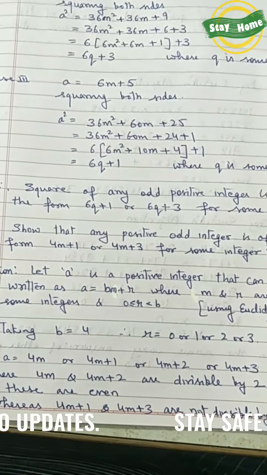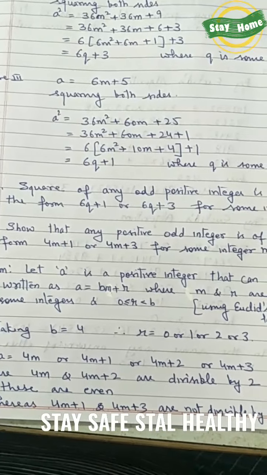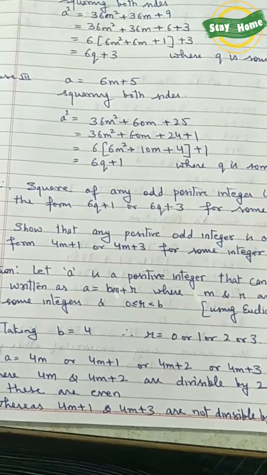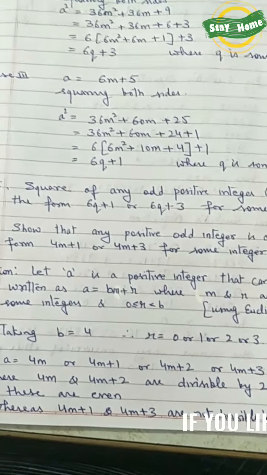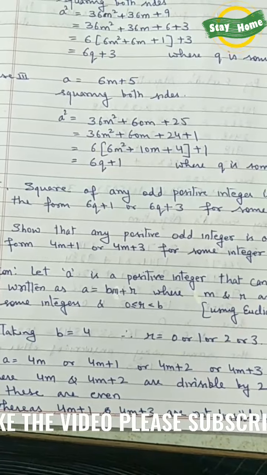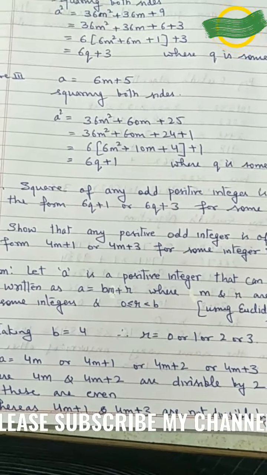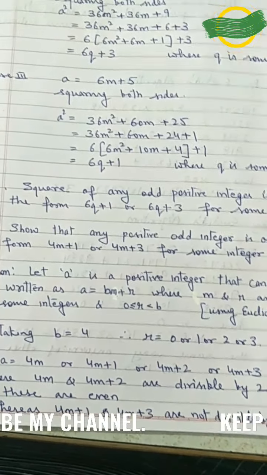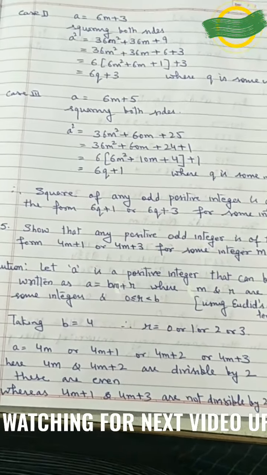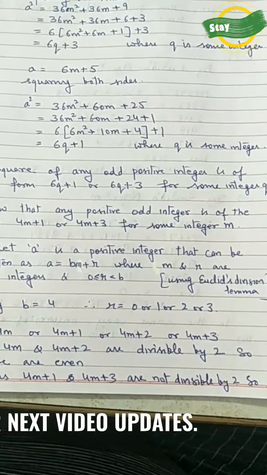And similarly, if we take remainder 2 or 3, it can be 4m plus 2 or 4m plus 3. Now, out of these 4 possibilities of writing a positive integer, see, 4m and 4m plus 2, you can take 2 common. It means these are divisible by 2. So, these are even. Whereas 4m plus 1 and 4m plus 3 are not divisible by 2.